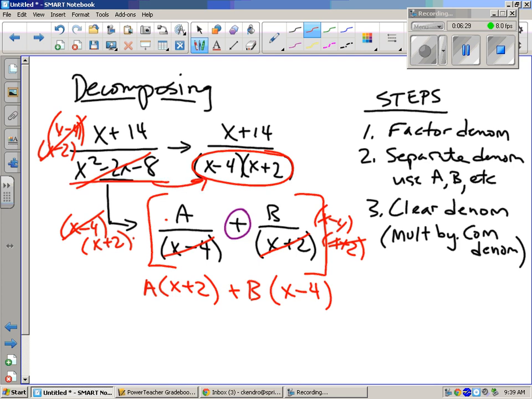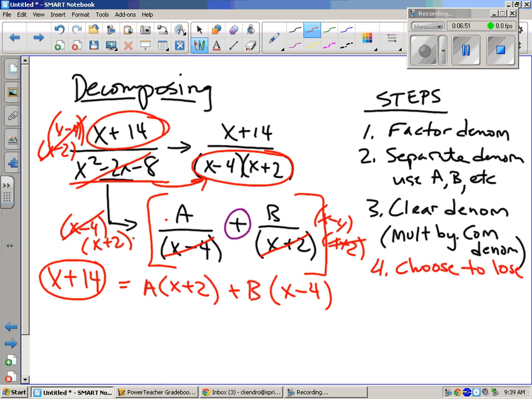Alright, so on the left you're just going to have your numerator that you started with. So this x plus 14 is always going to go here. And then the denominator cancels, and then the right side you cancel parts of it, and you get what's left. Alright, our next step, and this is a biggie, I'm going to put it in red here, is choose to lose. Now what that means is I need to choose a proper x value to lose one of my exponents.